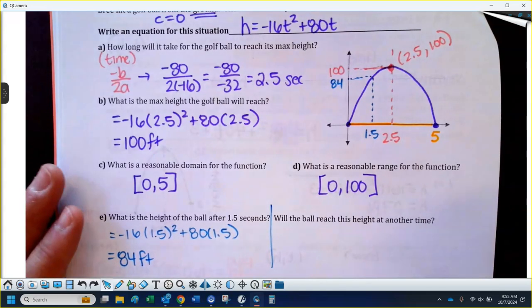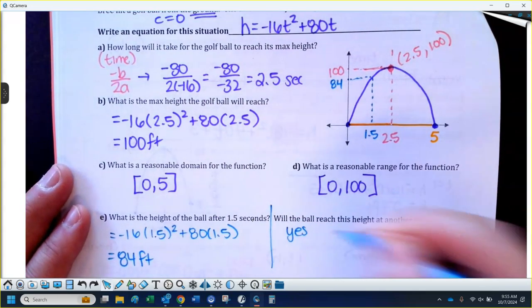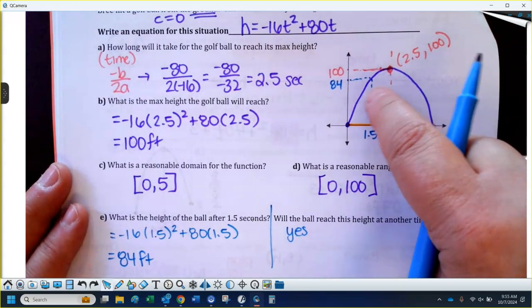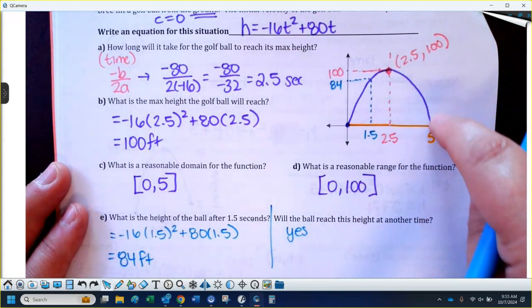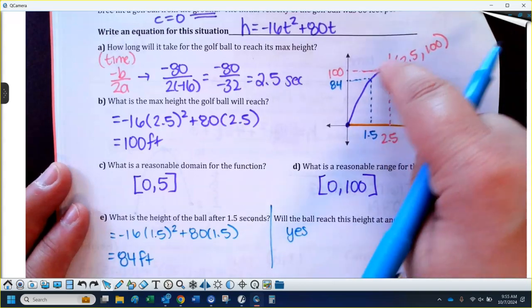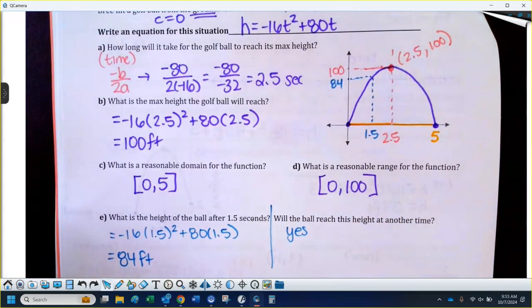Rudy, what do you think? Exactly. So I'm on the way up, and I've got to hit that on my way back down. I get up to 100, but then I've got to come back down to the ground because of the gravity. Does anybody know what time it would be, like how many seconds? Jonathan, what do you think? 3.5. How'd you get 3.5?